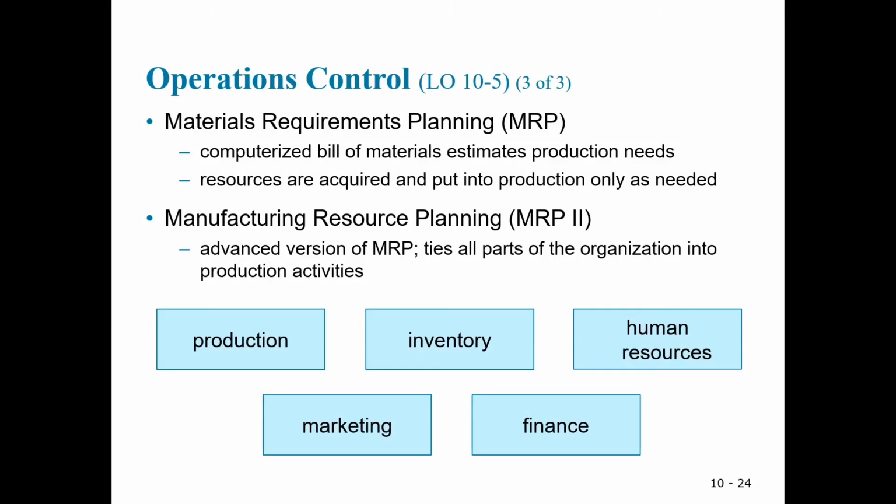Materials requirements planning, MRP. Computerized bill of materials estimates production needs. Also, resources are acquired and put into production only as needed. Manufacturing resource planning, MRP2. It is an advanced version of MRP. It ties all parts of the organization into production activities.